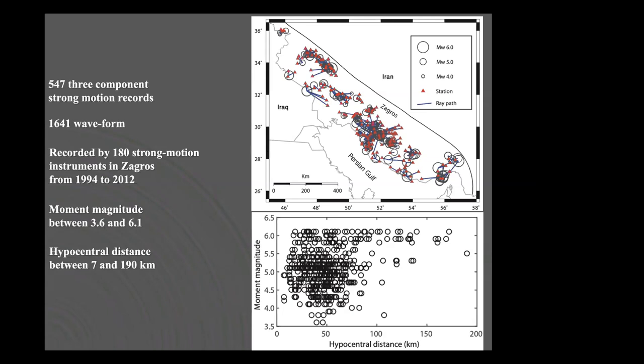So we had 547 three-component strong motion records, which results in 1,641 waveforms recorded by 180 strong motion instruments. And here you can see the moment magnitude versus hypocentral distance for this study. The magnitude, as you see, ranges between 3.6 and 6.1, and the hypocentral distance is between 7 and 190 kilometers. So this is the data set. And up to here, we have our records, and our catalog, which is moment magnitude and distance for each of these earthquakes and records.